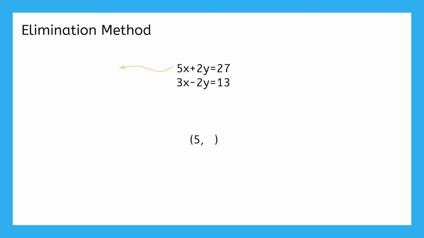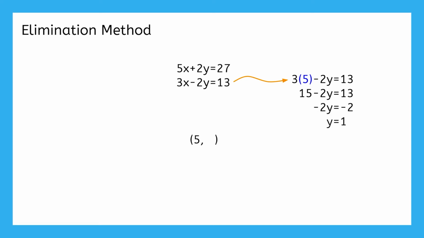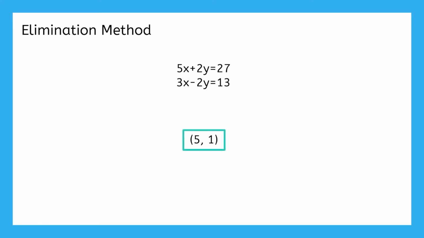So let's see. Here, we get that y equals 1. And here, we get that y equals 1 again. Perfect. Let's include that in our ordered pair.